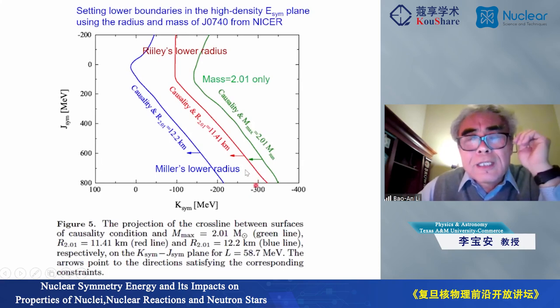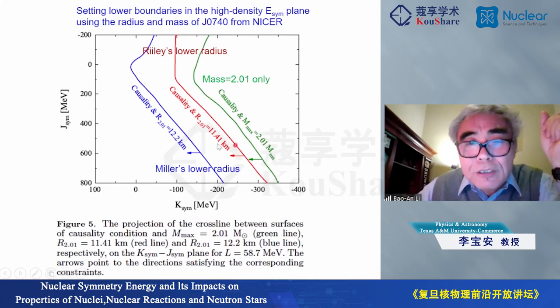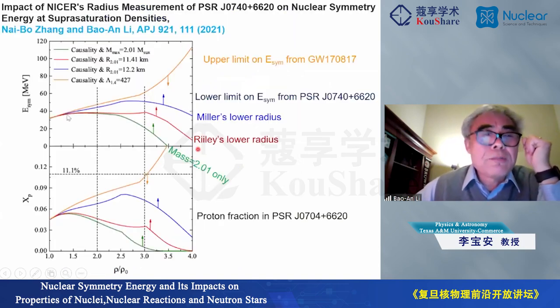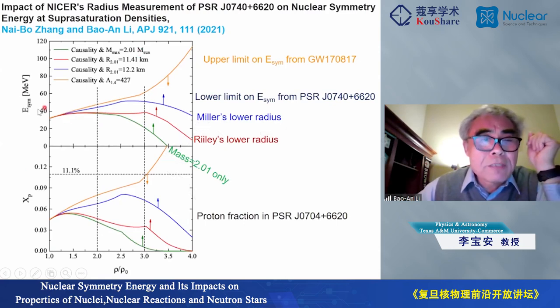So you see that the NICER data itself has this systematic uncertainty. I mean, the same data analyzed by two groups within the same collaboration gives you these two different lines, okay? So the data itself gives you a systematic uncertainty of this peak, right? If you translate that into the symmetry energy as a function of density, in this upper window we have the symmetry energy as a function of density. And then here we have the corresponding proton fraction at the beta equilibrium in this neutron star.